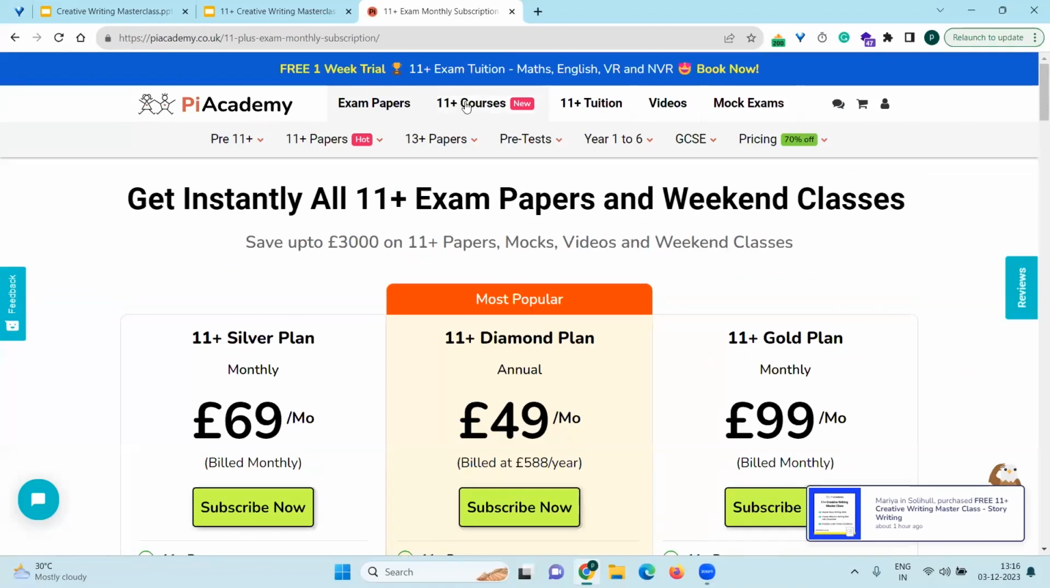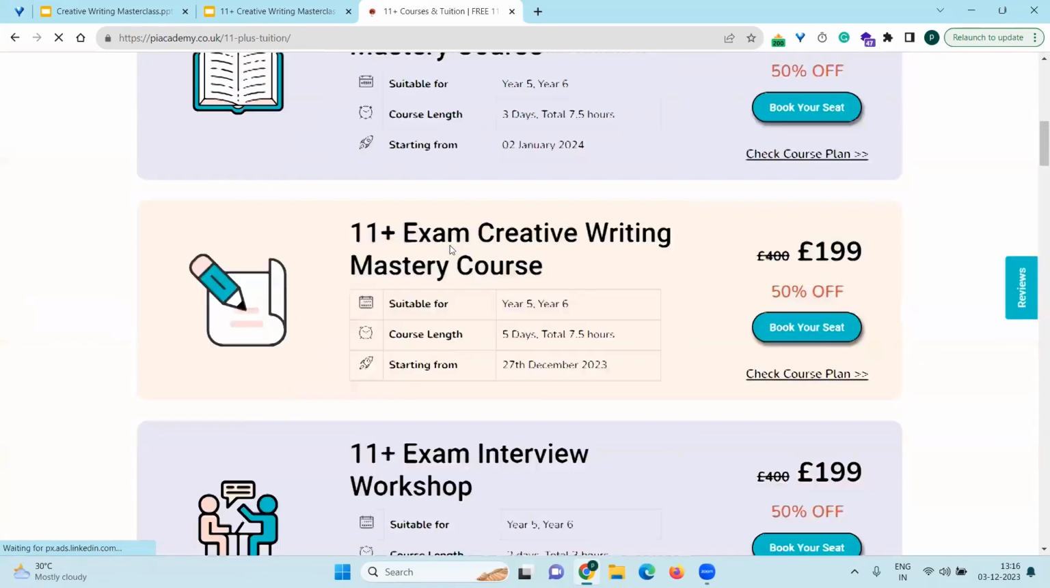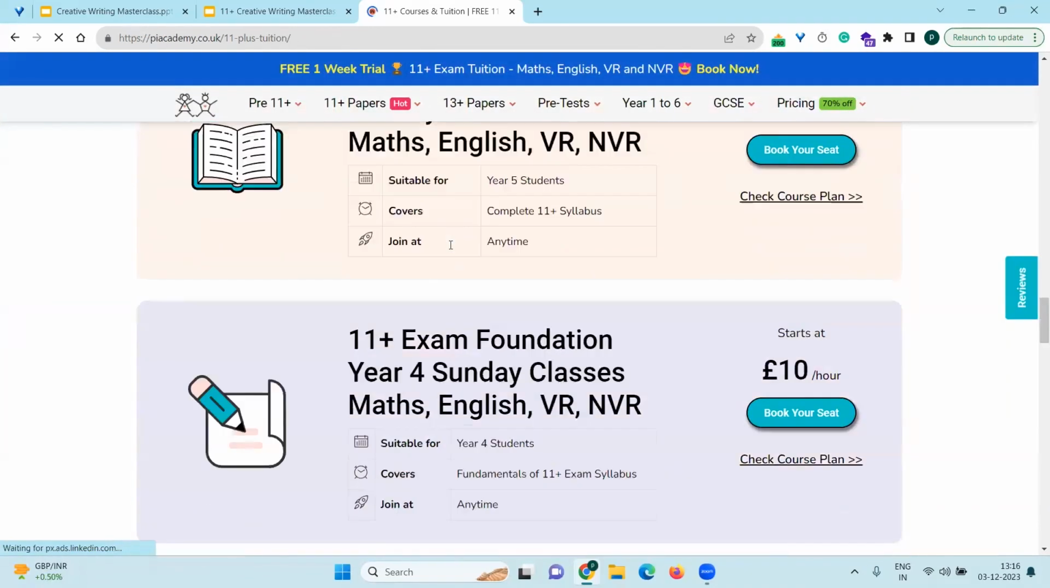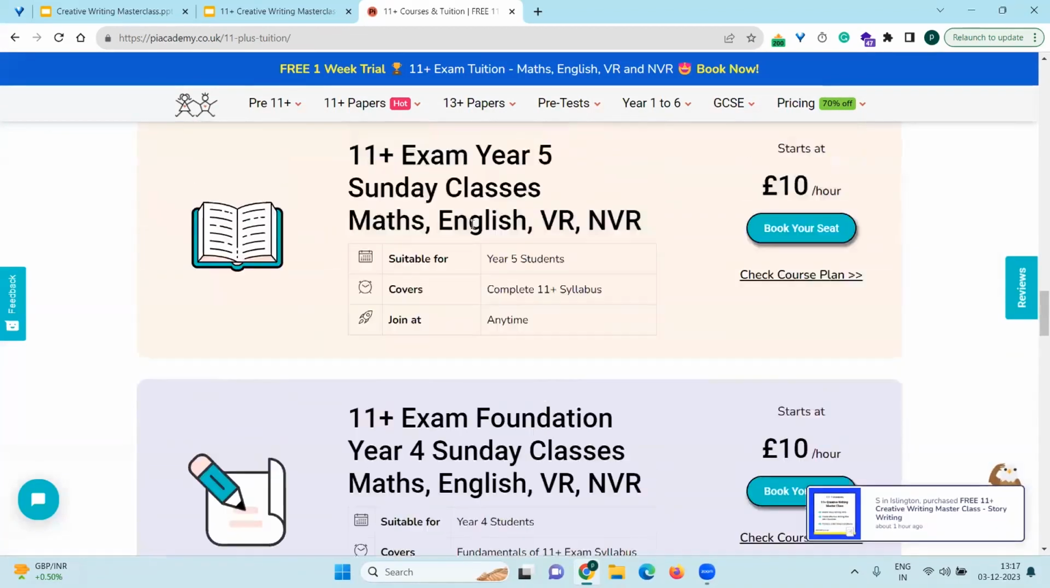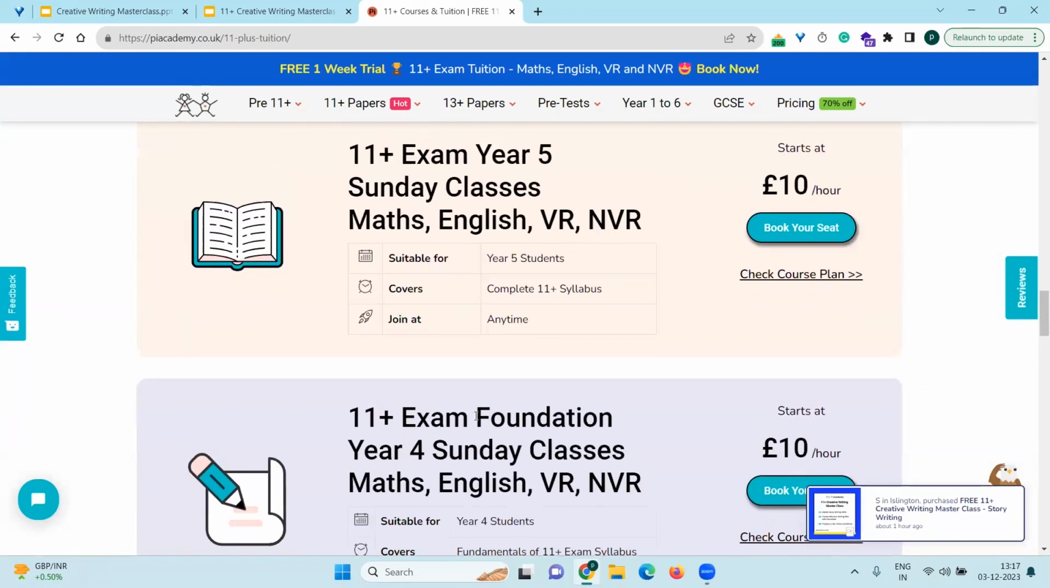If you're looking to find more information on the live weekend classes, you just need to go to 11 plus courses. Under 11 plus courses, we have a list of all our live tutoring classes. When you scroll all the way down, you can see the year 5 Sunday classes. We also have year 4 foundation classes, in case your child is in year 4 and you're preparing a year in advance. You can also check this out.